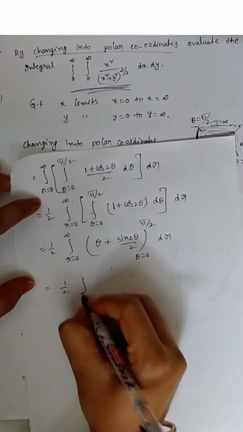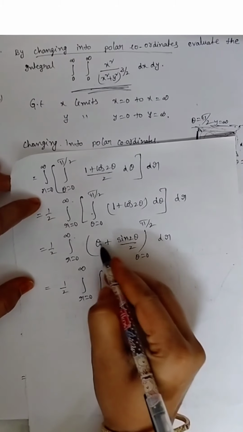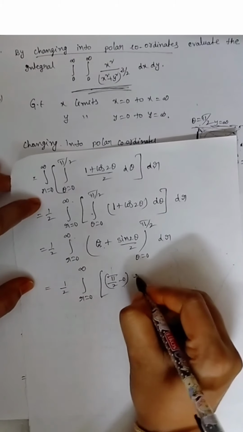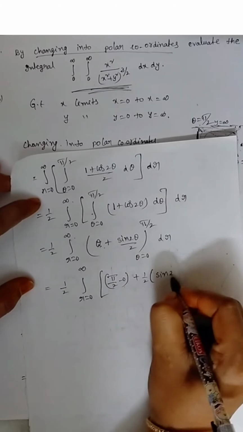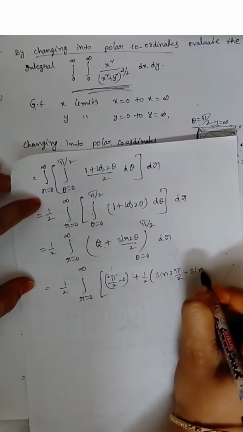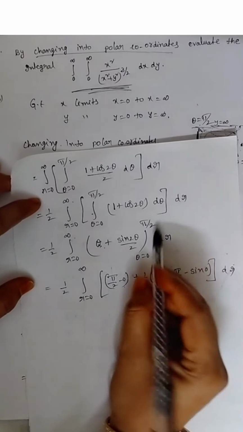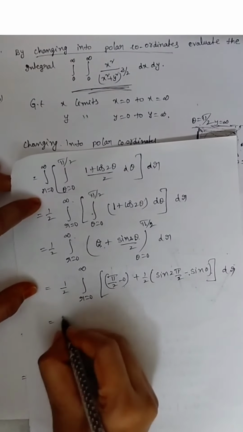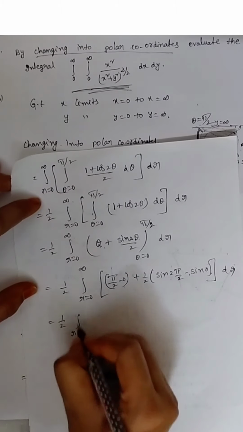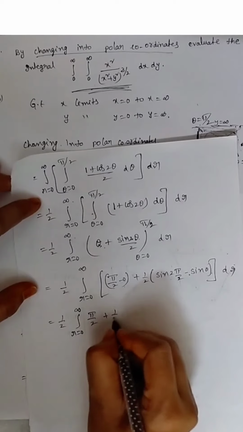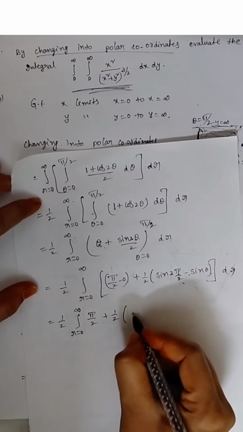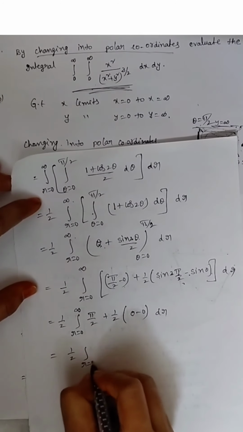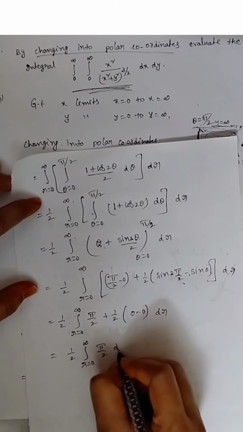1 by 2, integral r equals 0 to infinity, substitute upper limit minus lower limit in theta: pi by 2 minus 0, plus 1 by 2 into (sin 2 into pi by 2 minus sin 0) dr. We are substituting the upper limit pi by 2 in sin 2 into pi by 2, minus sin 2 into 0, which means 0. So 1 by 2, integral r equals 0 to infinity, pi by 2 plus 1 by 2 into, the 2 get cancelled, sin pi is 0 minus 0, dr. This equals 1 by 2, integral r equals 0 to infinity, pi by 2 dr.